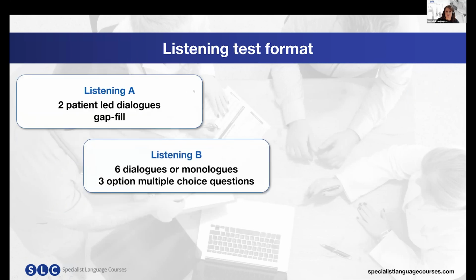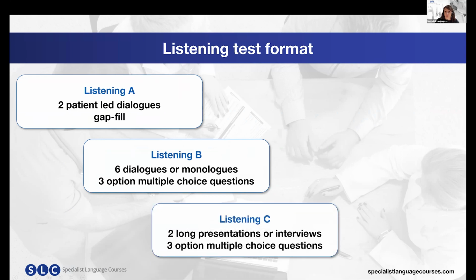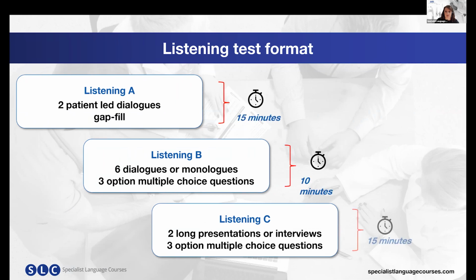The listening test format: you have Listening A, where you hear 2 patient-led dialogues and you have a gap fill task. Listening B, you have 6 dialogues or monologues and 3 option multiple choice questions. And Listening C, which we're going to talk about in more depth today, you have 2 longer presentations or interviews and 3 option multiple choice. And as we said, it is about 40 minutes, so 15 minutes for Listening A, about 10 minutes for B, and then about 15 minutes for Listening C.